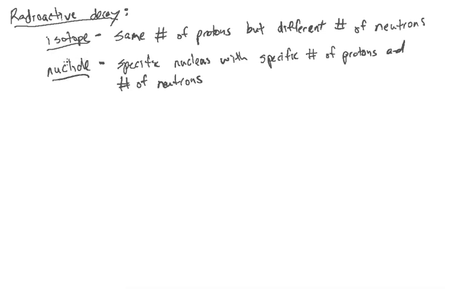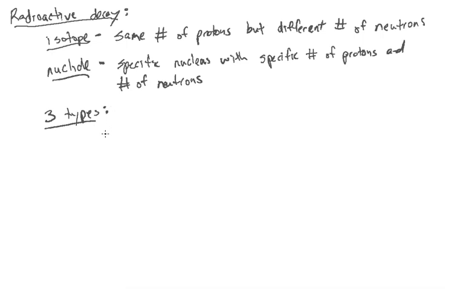For this nuclide, we care about the number of protons and the number of neutrons in there and what exactly they are. And if you change either of them, you're changing the nuclide for it. Okay, so now what kinds of radioactive decay do we have? We basically have three types of radioactive decay.